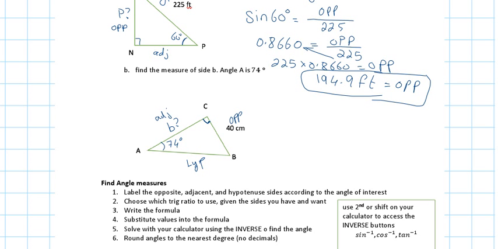All right, which one do I know, and which one am I looking for? You know your opposite, and you're trying to find your adjacent. So which trig ratio do I use? Tan. Perfect. Because tan is the one that deals with the opposite and the adjacent. So tan 74 equals... I should write the formula first before I write values in. Tan theta equals opposite over adjacent. So that's tan 74 equals, my opposite is 40, and I'm looking for the adjacent.